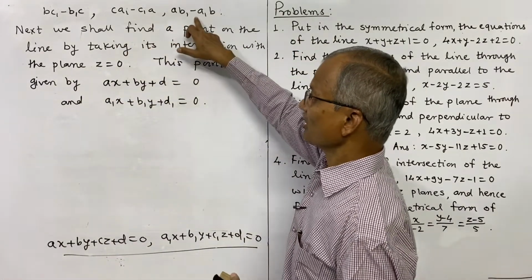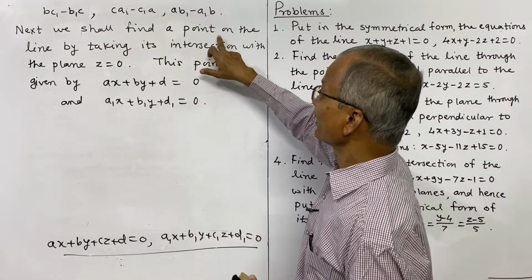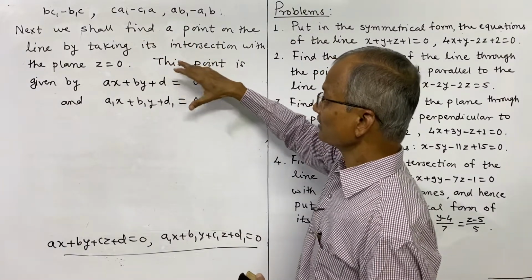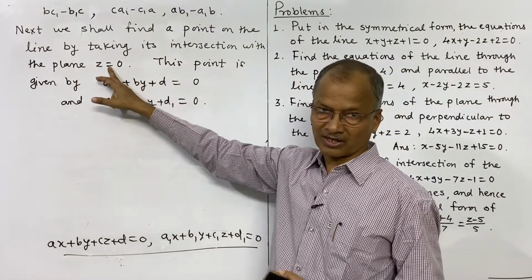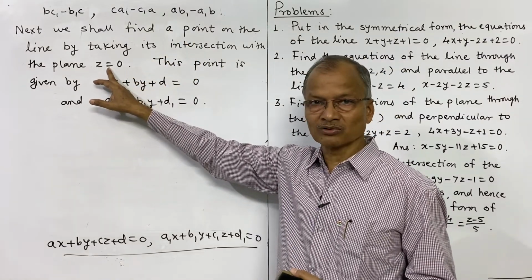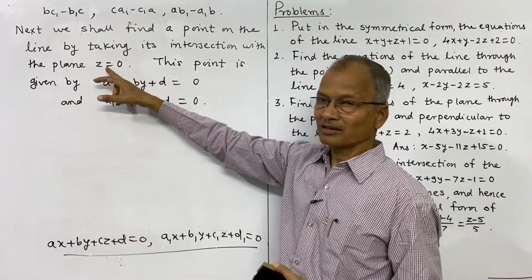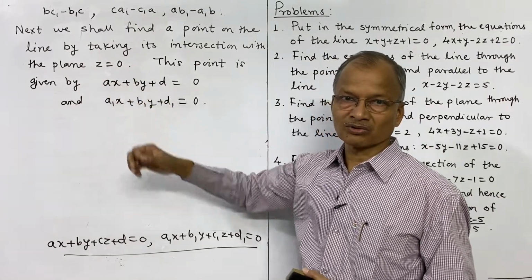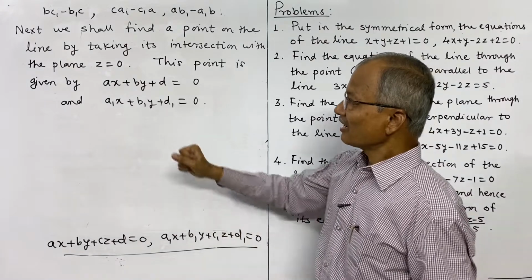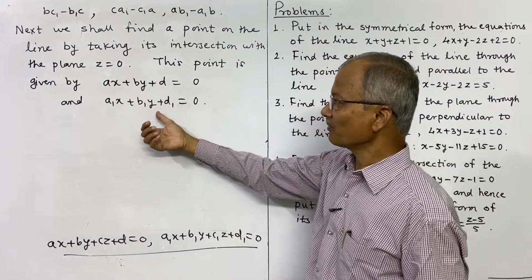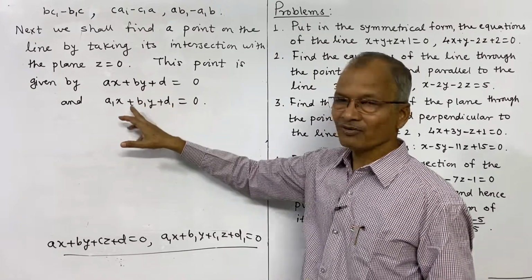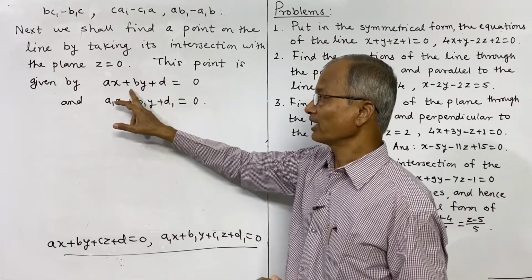So DRS we have obtained, and we have to find a point on the line. We will take the intersection of the line with any of the coordinate planes. That plane we have considered z is equal to 0. We may consider that as y is equal to 0 or x is equal to 0. Why? Because it gives us simplified equations. If one coordinate is 0, then the equations we will get are in terms of only x, y.